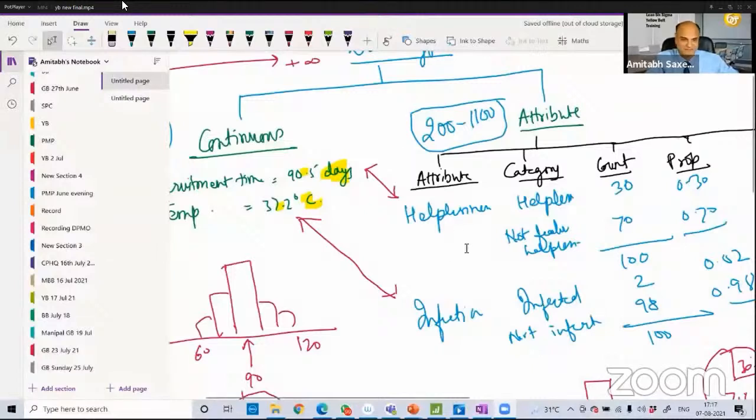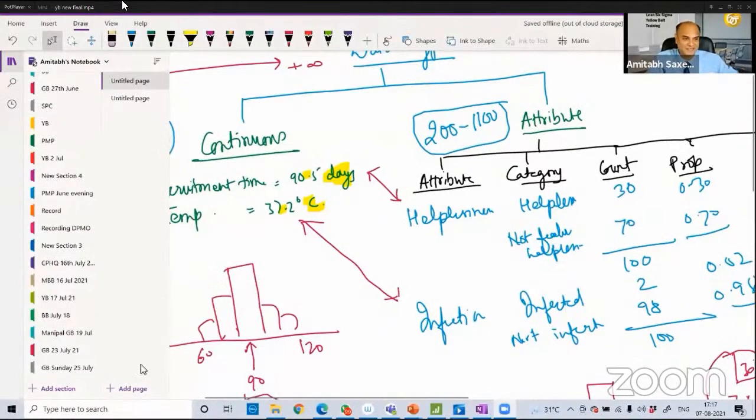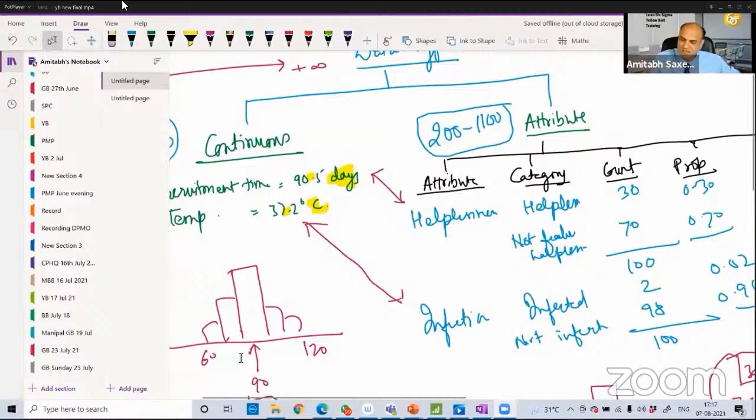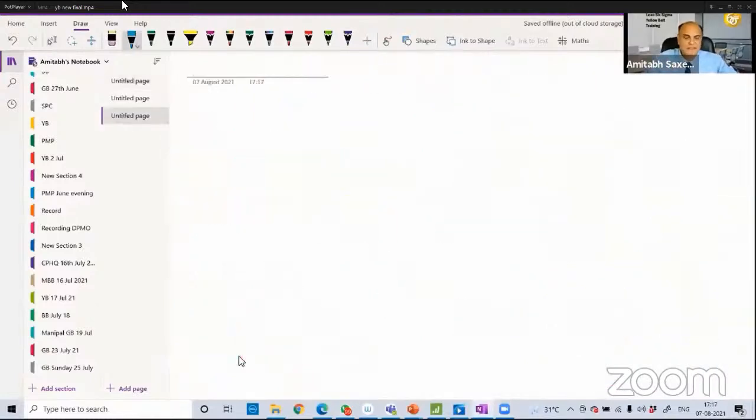One more interesting thing, this attribute data and why it is important for you to understand. Let me ask you a question. Let's say there are two team members in an organization doing some jobs. Or let's say in a hospital, there are two nurses, A and B. The hospital is giving COVID vaccinations.